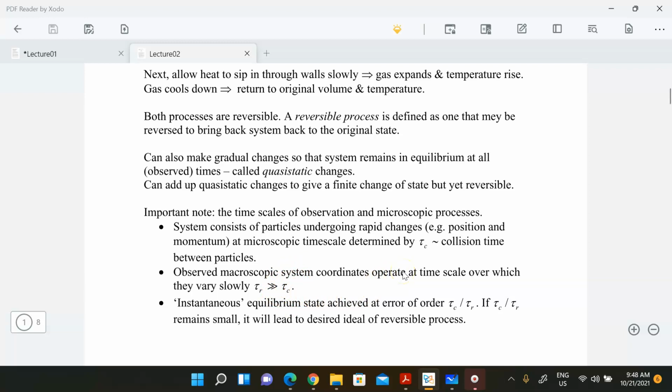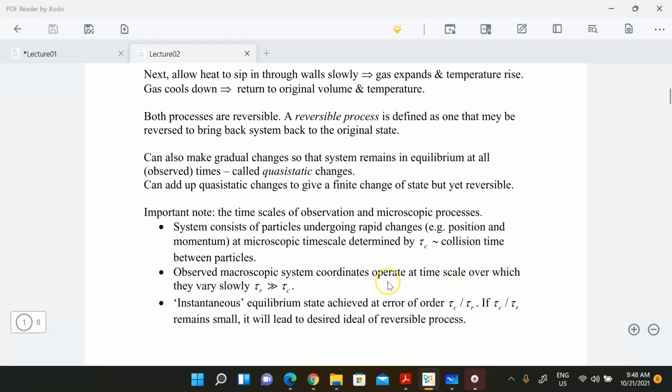So when we go for an equilibrium state, for example, usually there are microscopic processes going on all the time. But if you compare the two time scales, you expect that tau c, the collision time, taken as a ratio with respect to the observation time, is going to be very small.